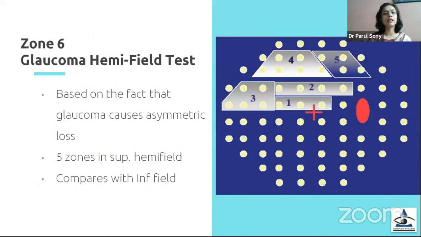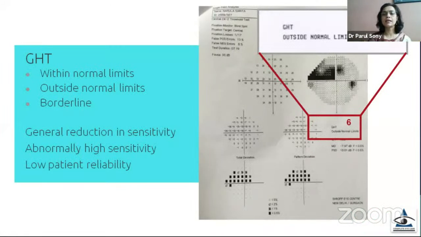Another important thing which is mentioned on the CETA printouts is the glaucoma hemifield test. Now, we all know that glaucoma is an asymmetric disease which has asymmetric involvement in the superior and inferior hemisphere. So these 5 areas are compared in the superior and inferior hemifield, and that is how the machine tells you whether the GHT is within normal limits, outside normal limits, or borderline.